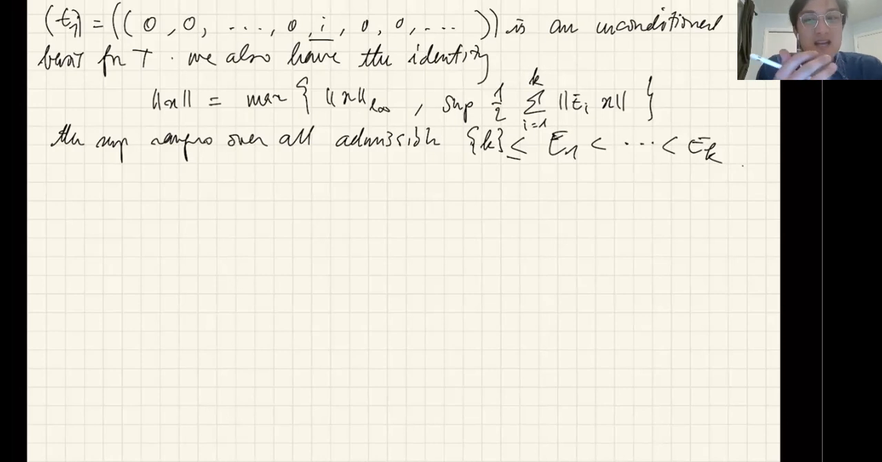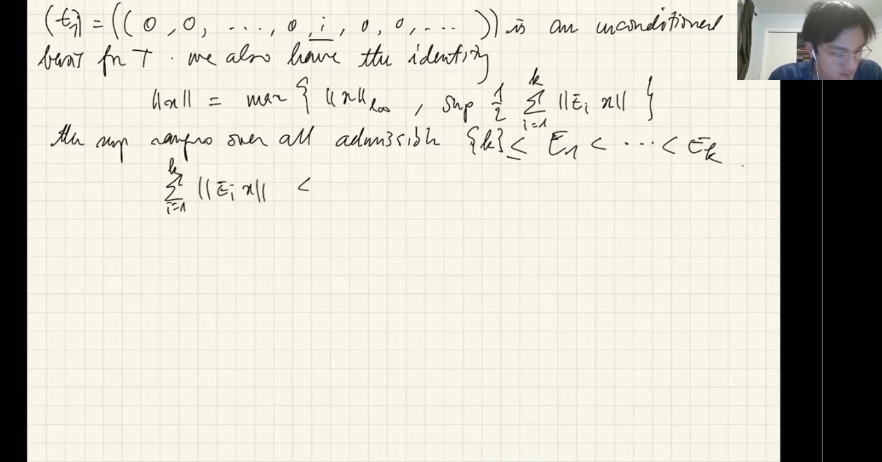But this identity is the only thing we're going to really use if we want to do any kind of serious analysis on Tsirelson space. In particular, it tells us that the sum from i equals 1 to k of EIX is less than or equal to 2 times x for all admissible sequences, right? Because the supremum of a half of that is less than or equal to x. Okay, so for all admissible sequences, and that we're going to use quite a bit.